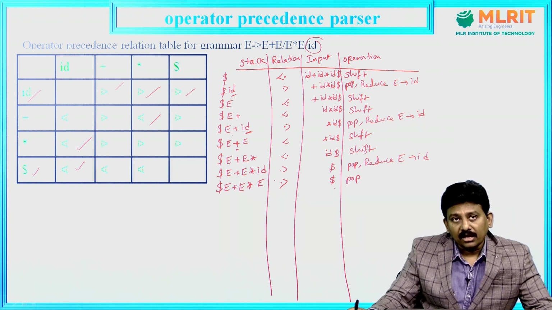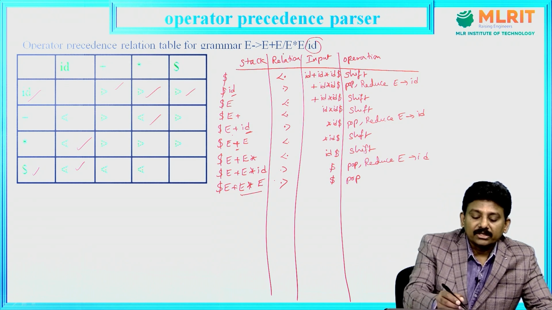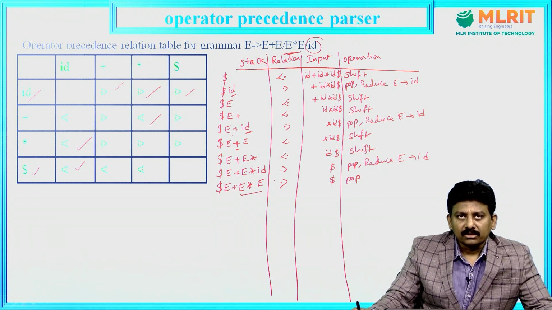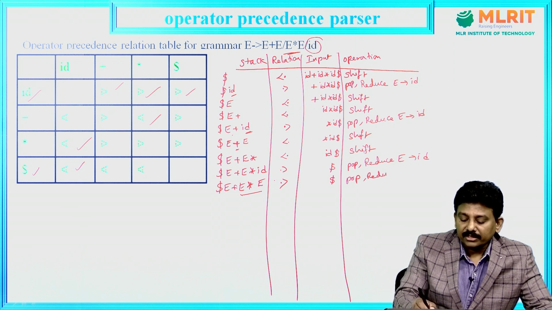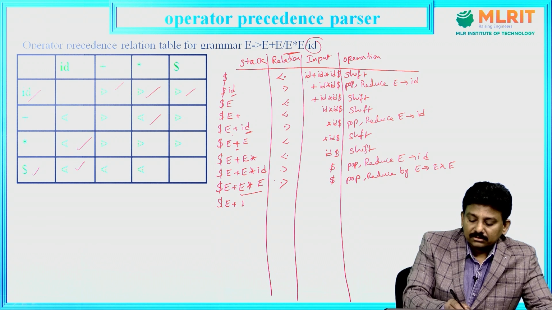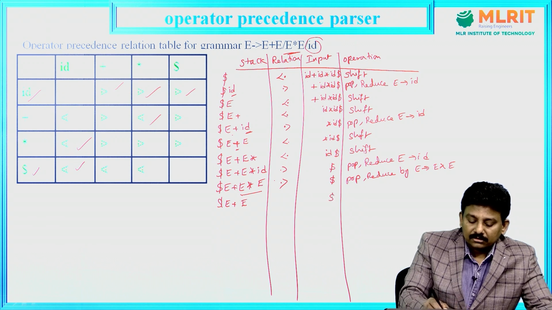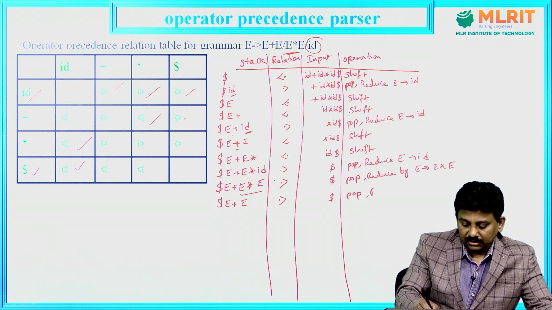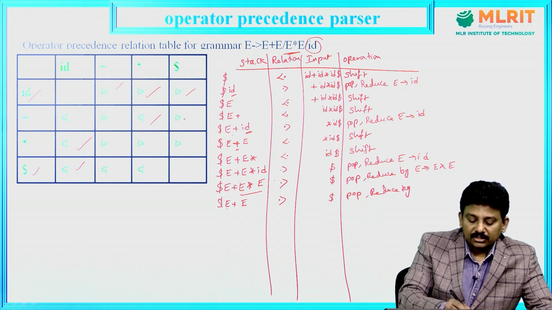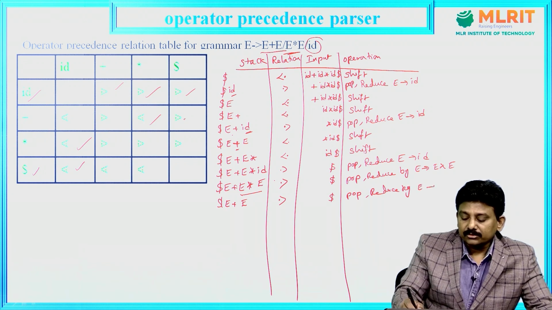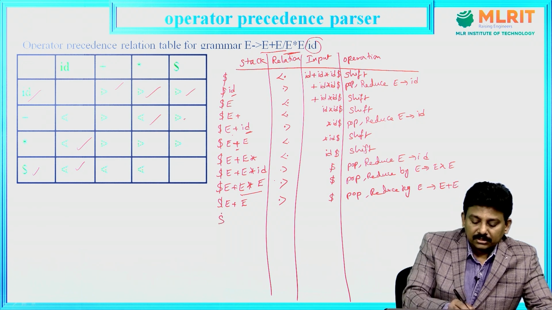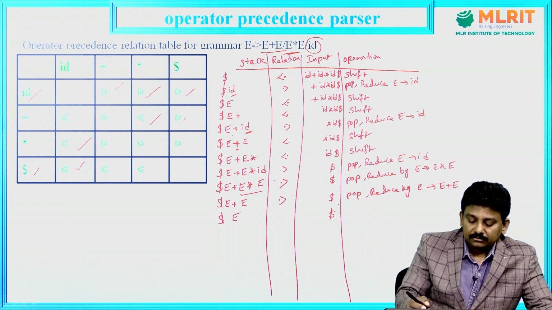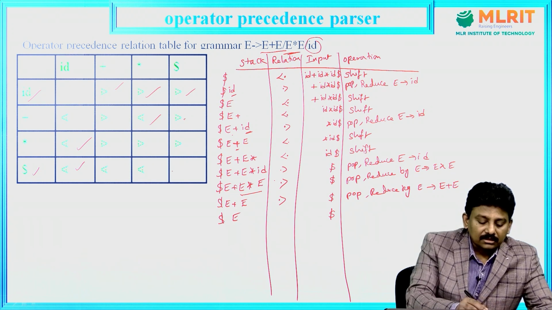We have to find the handle now. What is the handle? E star E is the handle, because it is in the given grammar, the body of the production. Reduction by the rule E derives E star E gives dollar E plus E. Plus and dollar: plus has more precedence. Pop and reduce by E plus E, which is a handle, so E derives E plus E, giving dollar E. E is a non-terminal. Dollar and dollar: accept.